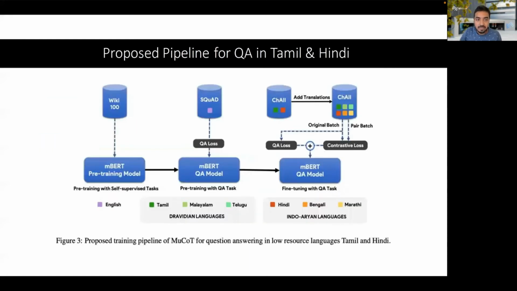So this figure summarizes our whole proposed pipeline. First, we took the mBERT model that is pre-trained on large-scale Wiki100 dataset. Then it is pre-trained on SQUAD dataset, which is a large-scale question answering dataset in English. Then we added the translations of our target dataset ChAll in different languages. Then we optimized this model based on the combination of question answering loss and the contrastive loss that we showed previously.